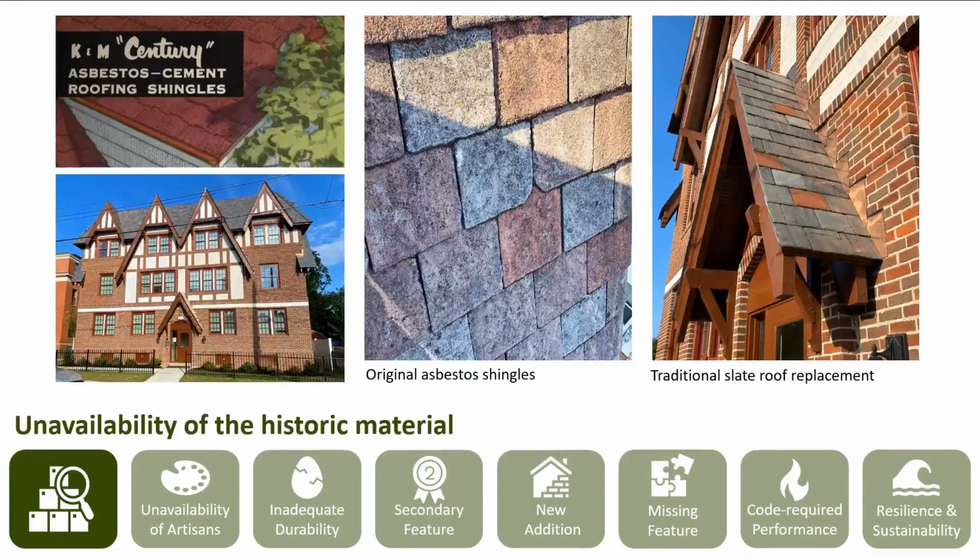If we think about this a little bit more carefully, asbestos shingle was a historic substitute for slate, so the visual qualities could be achieved by using the traditional material, which was feasible given the size of the roof on this building. The dimensions, the profile, and the color of the new slate were a good match to the historic asbestos. And given the unavailability of the historic roof material, an appropriate substitute could be considered in this case.